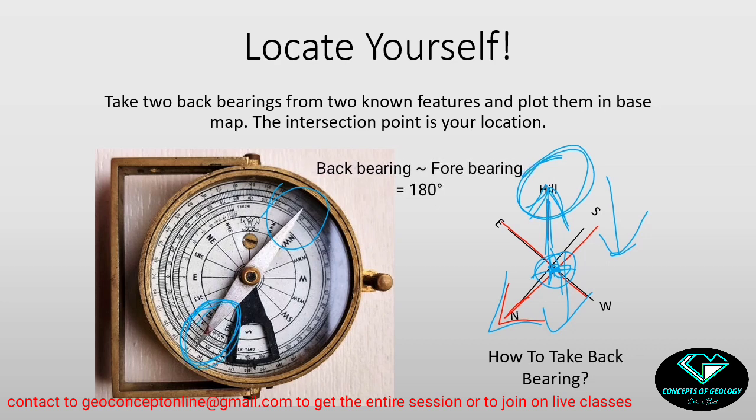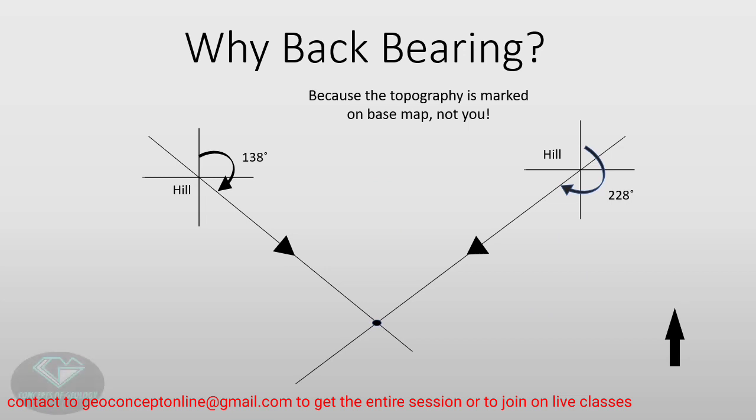I mean, this is the fore bearing towards the hill, and if the observer is looking from the hill towards me, he or she will look towards the northwest. So the south end value of the magnetic dial should be taken as the back bearing. This is the process of how to take a back bearing. Keep the north marking on the magnetic dial towards the known feature and take the reading from the south end of the magnetic needle. Now here a confusion always exists.